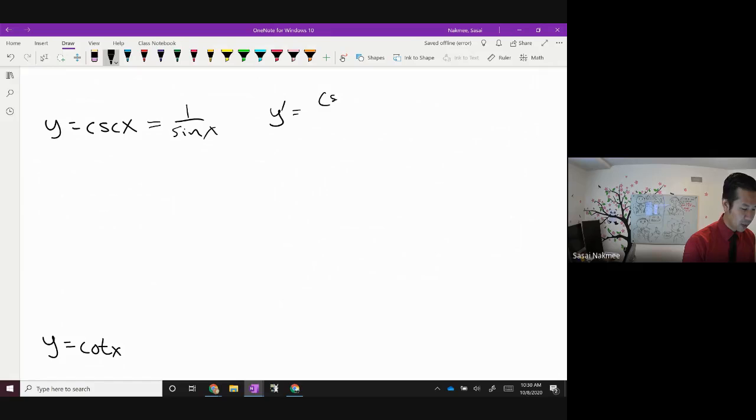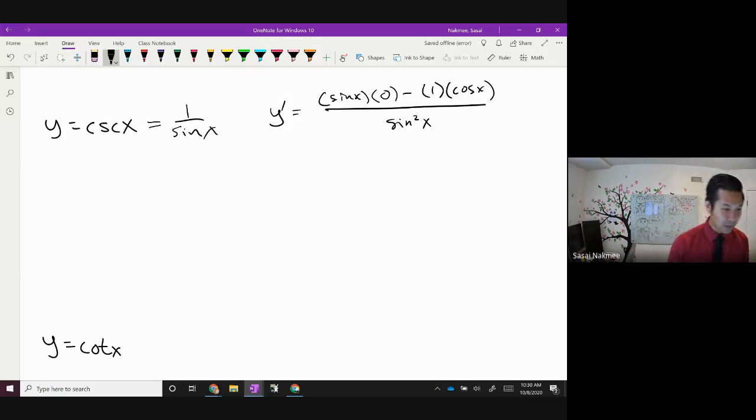Low is sine x. D high, derivative of 1 is 0. Minus high d low, all over low squared, sine squared x. You don't have to do this, but you can if you don't want to memorize it. And it's a little bit of practice on your quotient rule. So you end up with negative cosine of x over sine squared x.